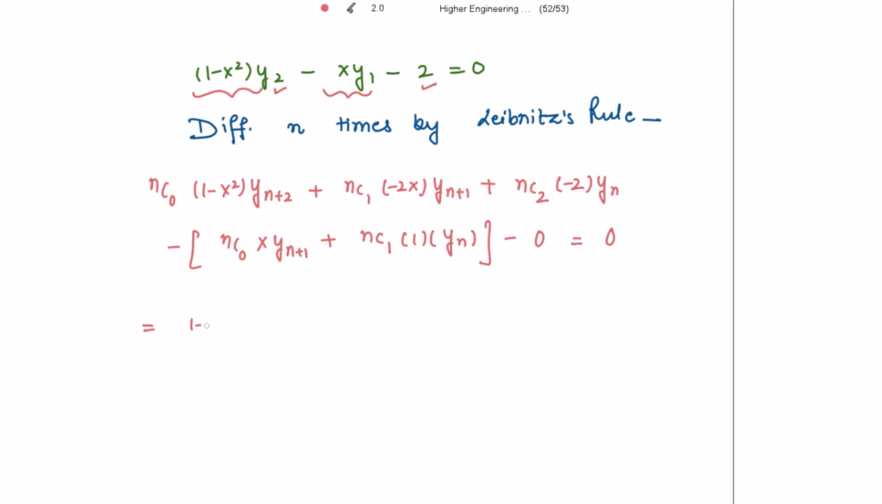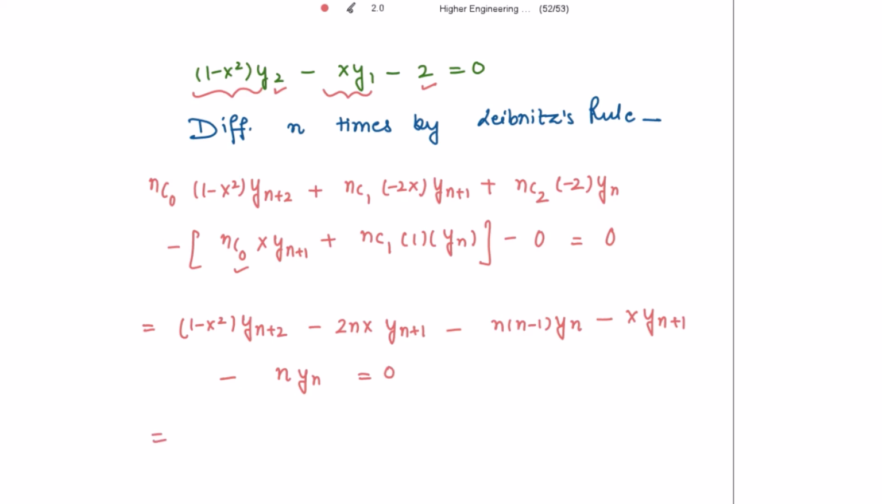So this is equal to 1 minus x square, nc0 is 1. Then it is yn plus 2 plus nc1 is n. So minus 2x, I am writing here minus 2nx. Then yn plus 1 plus nc2, that is n into n minus 1 divided by 2 factorial, and I am having negative 2 over here, then yn. These two cancelled out, and combining this negative sign with this positive, we get negative sign. Minus nc0 again is 1. So this is x yn plus 1 minus nc1 is n into yn equals to 0.